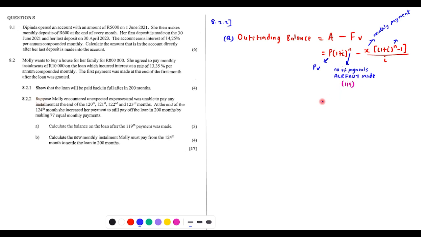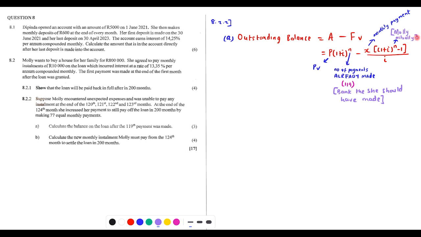Right, so let me just put that. I think that's a nice one, because this is what the bank thinks she should have made. Now she should have made. Right, but then there it is what Molly made. It's what Molly actually made. So when I say actually made, I mean the actual number of times that she already made payments.